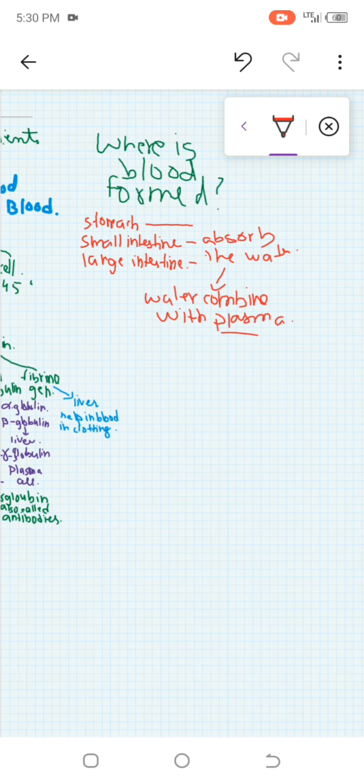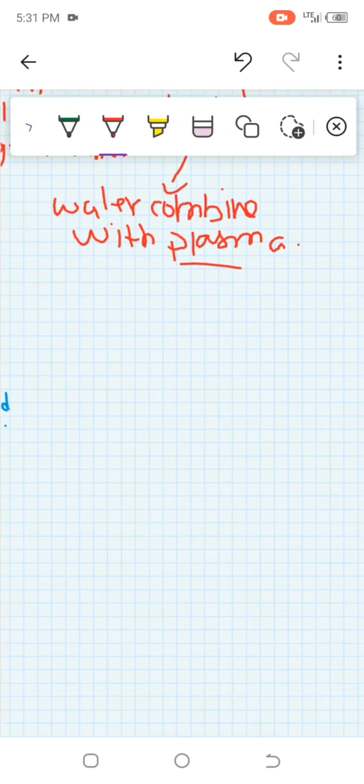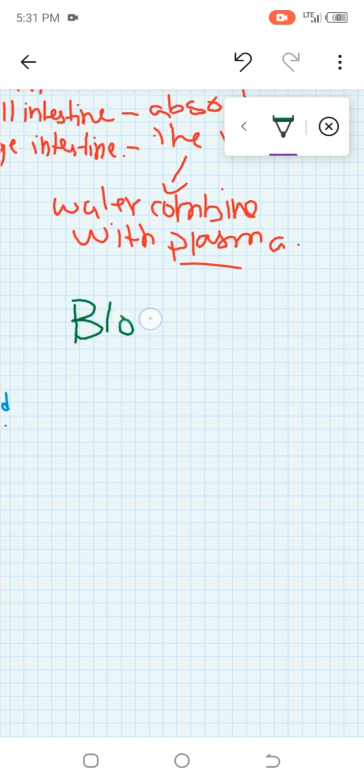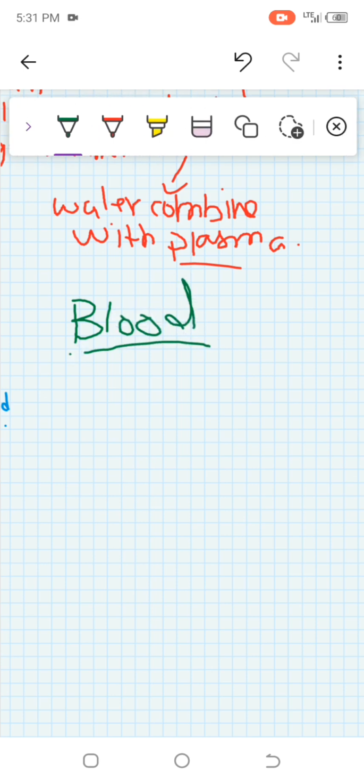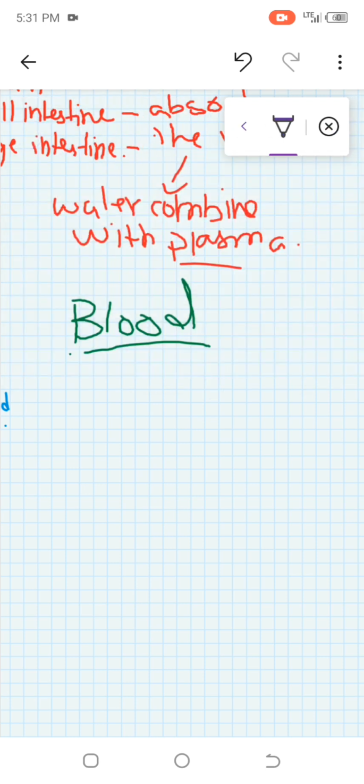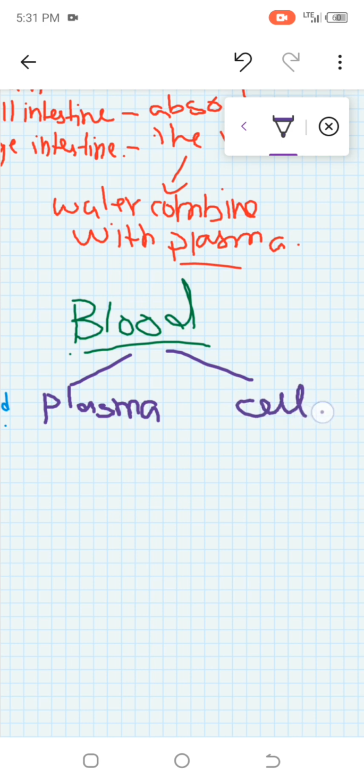Now let's have a look at blood. Blood contains plasma, which as we have discussed contains water, and cells. Now what is in the cells? The cells contain RBC, red blood cells, white blood cells, and third is platelets.